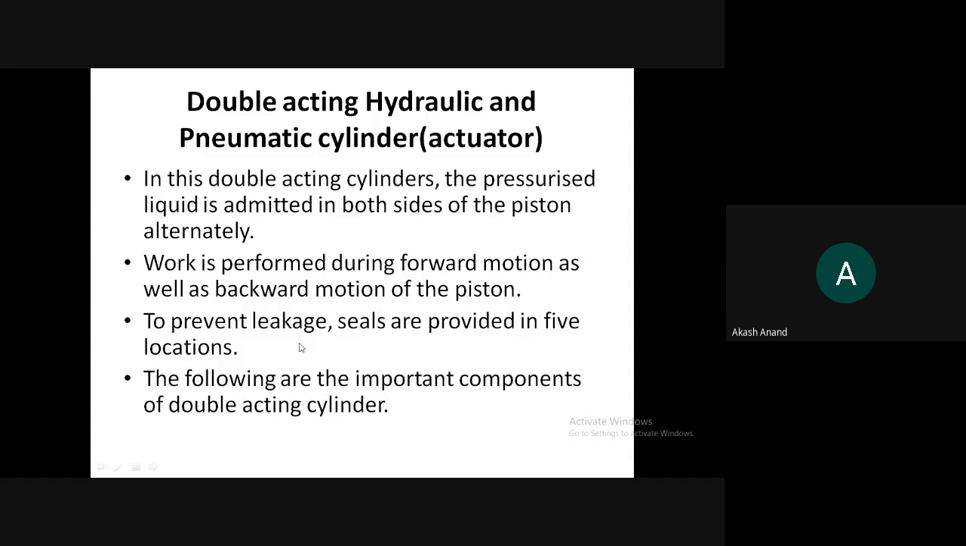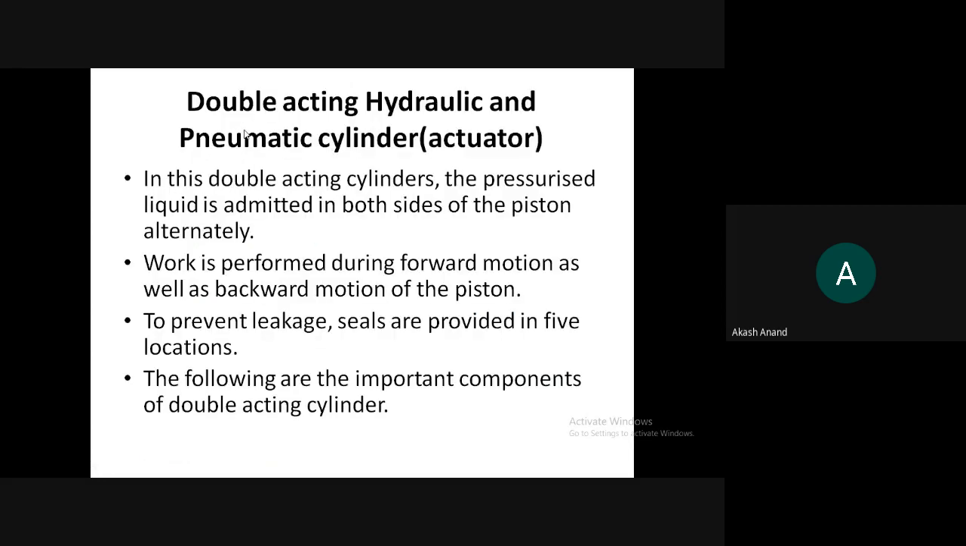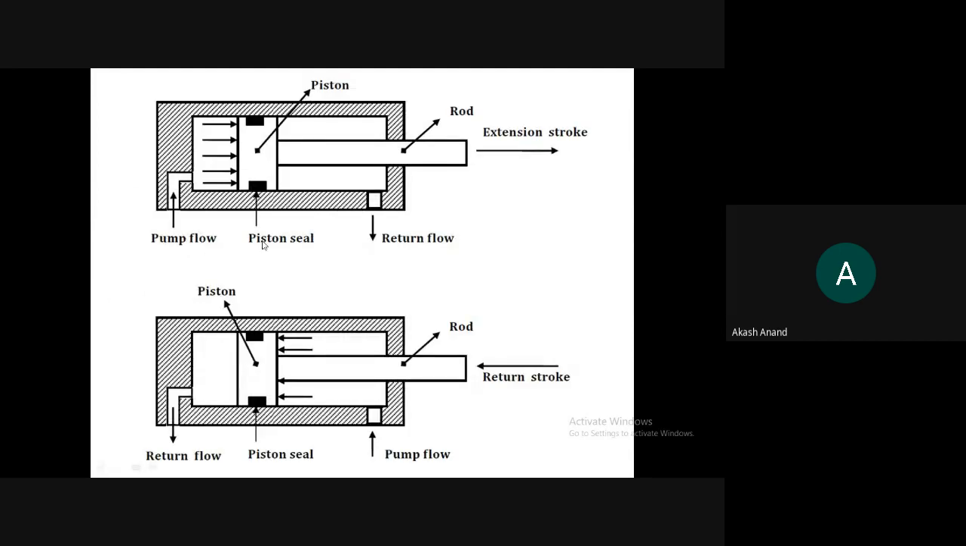To prevent leakage, seals are provided in 5 locations. In order to prevent leakage from this type of cylinder, seals are provided at different locations. The following are the important components of a double acting cylinder: a piston, a rod, a piston seal, a return flow port, and a pump flow port. These are the important parts of a double acting cylinder.